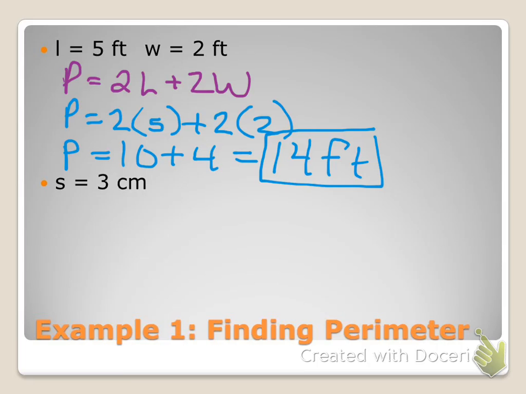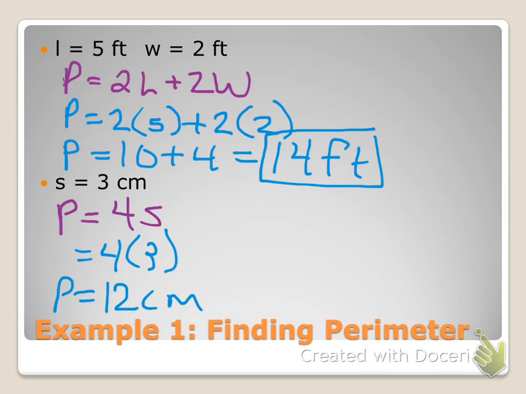Now on the next one, we know that that is a square, right? Because all of the sides of a square are equal. So the perimeter of a square is 4S. I make my substitution. 4 times 3, and P equals 12 centimeters. Just don't forget to label these. And that's how you would find the perimeter of a rectangle and the perimeter of a square.